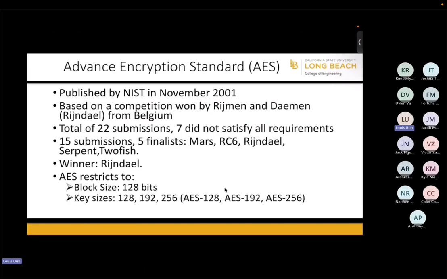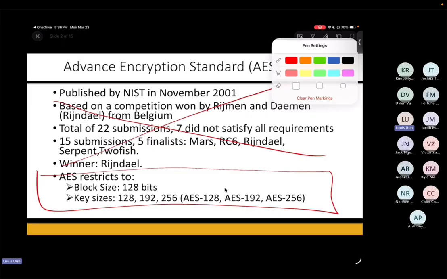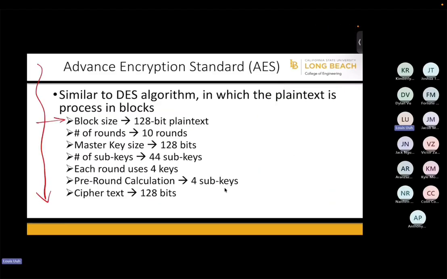For AES, again, nothing with regards to history, but do understand the restrictions. So the block size, the key size that you're able to use, those will be in there. Similar to DES, understand again how many bits it takes for the block. How many rounds do you have? The master key, how many subkeys are used in every single round?